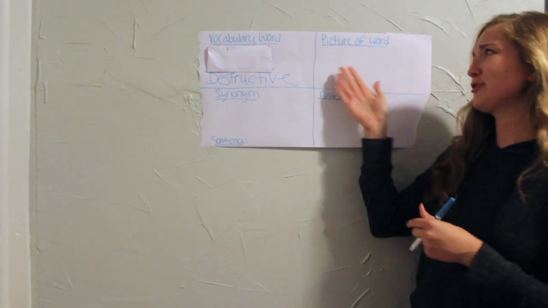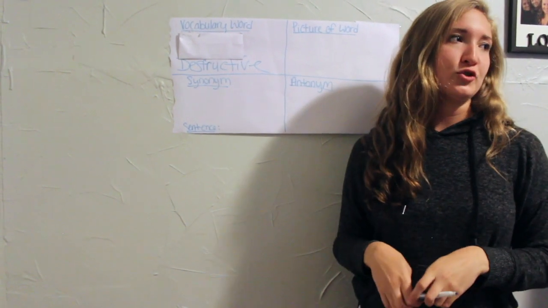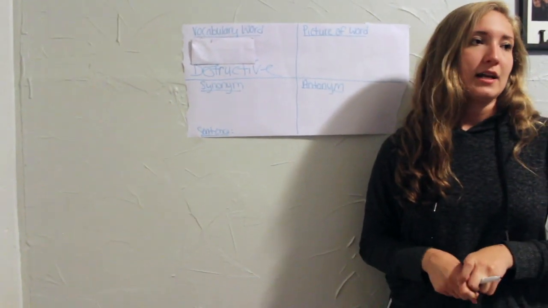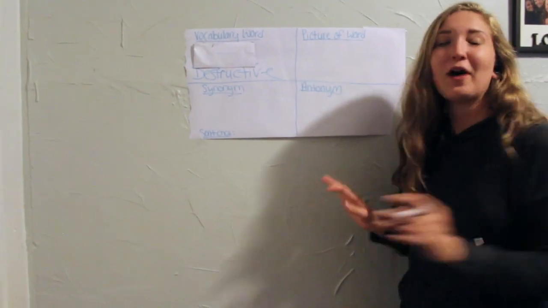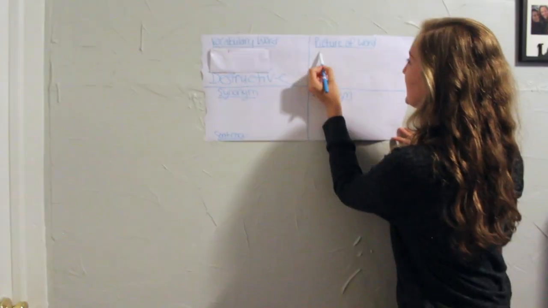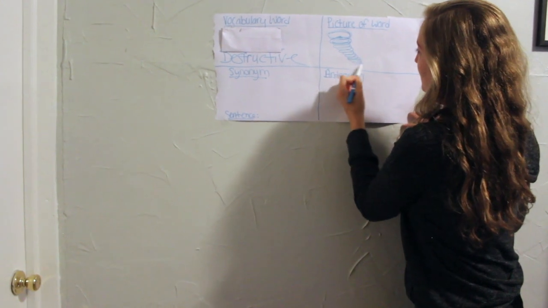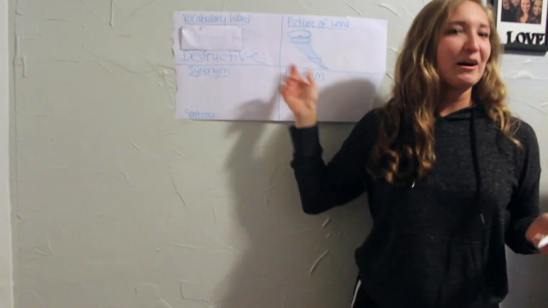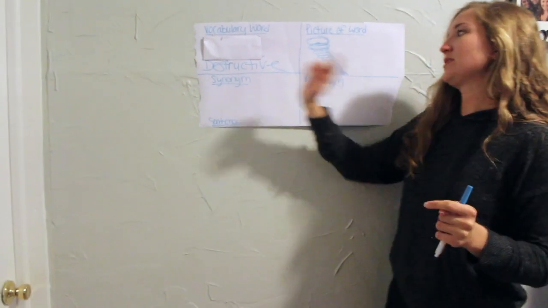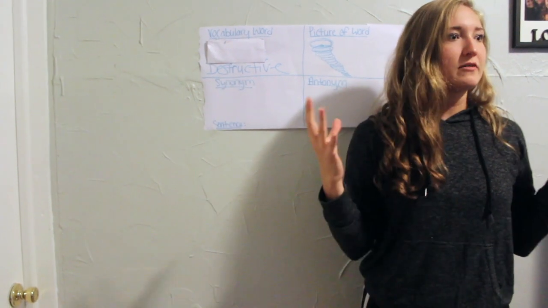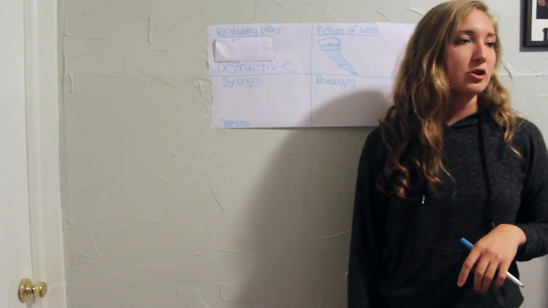So now what type of picture might we want to draw in order to help remember what the meaning of destructive is? Okay, go ahead. A tornado. Awesome, a tornado. Now, I'm not the best drawer, so bear with me here. So let's see, we'll do some windy swirls there, and that will represent our tornado. So now we can picture this in our minds every time we see the word destructive and think of it doing something very harmful.